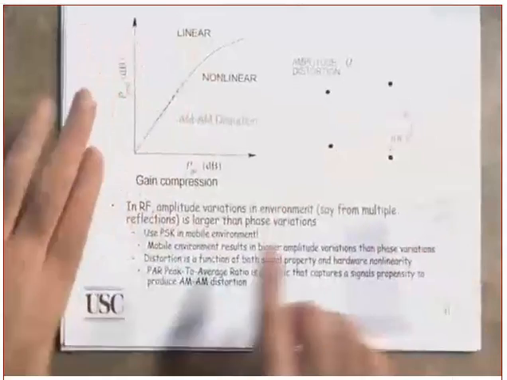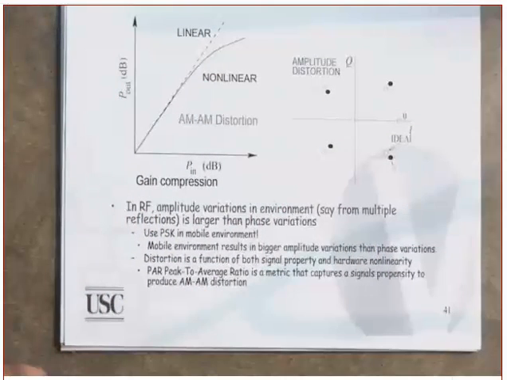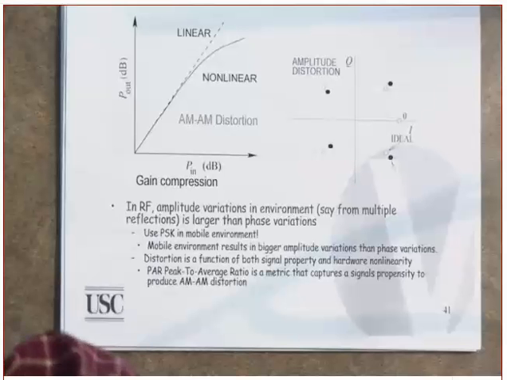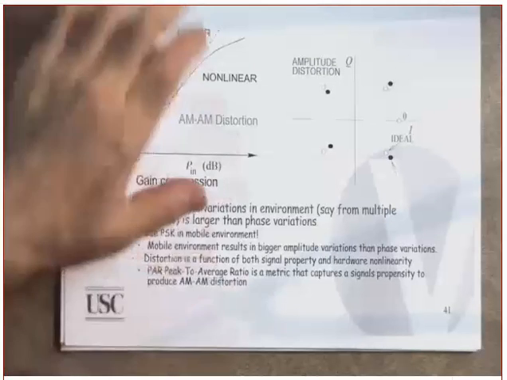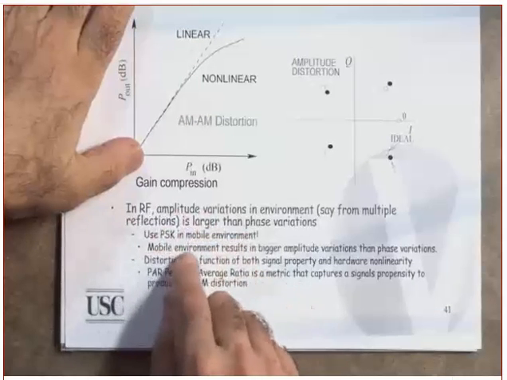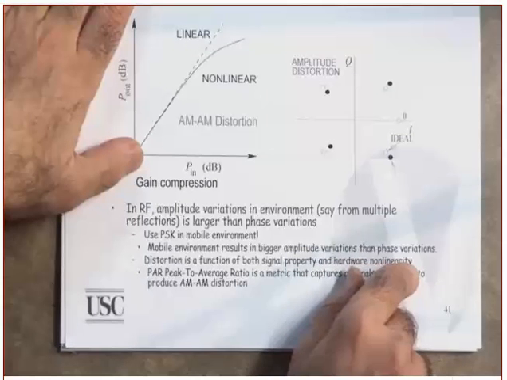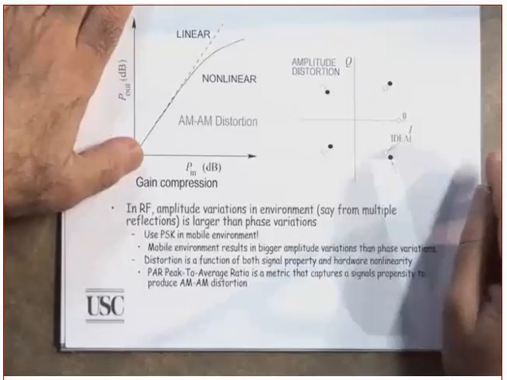Yes or no? Okay. In RF, the amplitude variation in the environment, say from multiple reflections and so forth, is larger than the phase variation in a multiple reflections environment. Use PSK in a mobile environment. A mobile environment results in a bigger amplitude variation than phase variations. Clear? Okay.